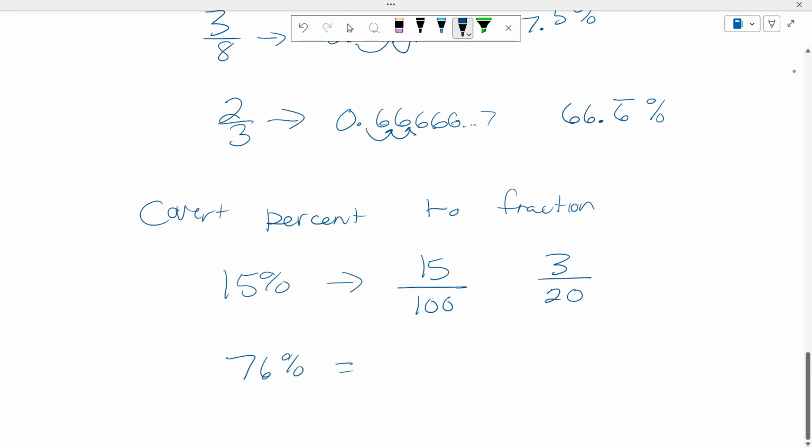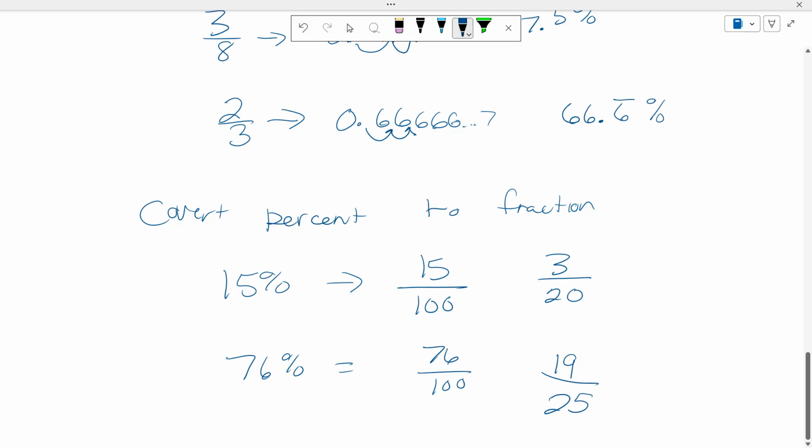Let's do 76%. Again, it's 76 over 100. Reduce it on your calculator. 19 over 25.